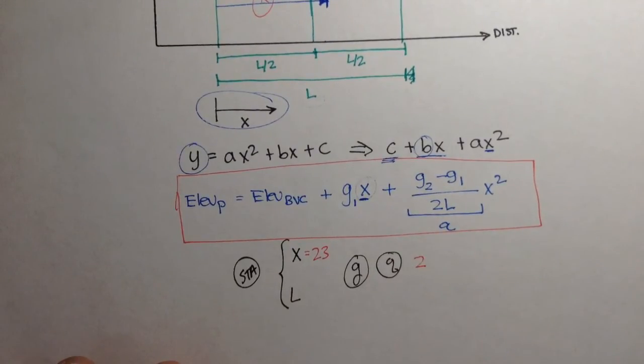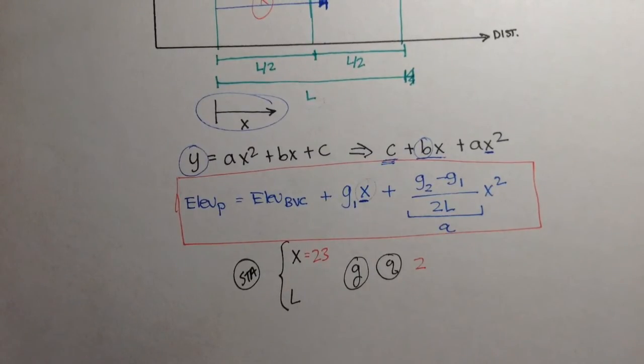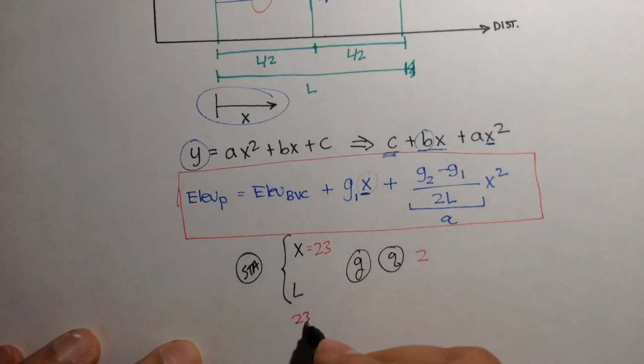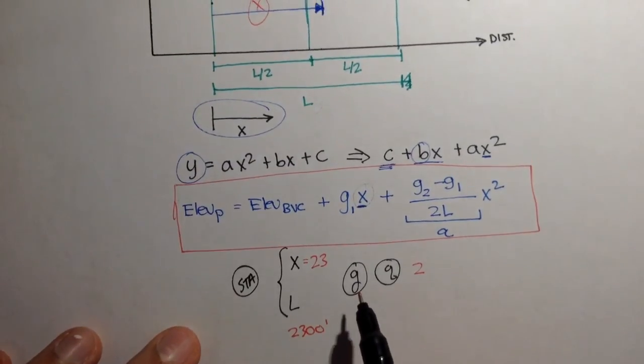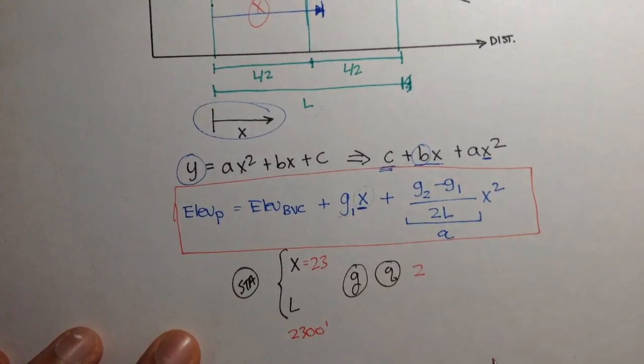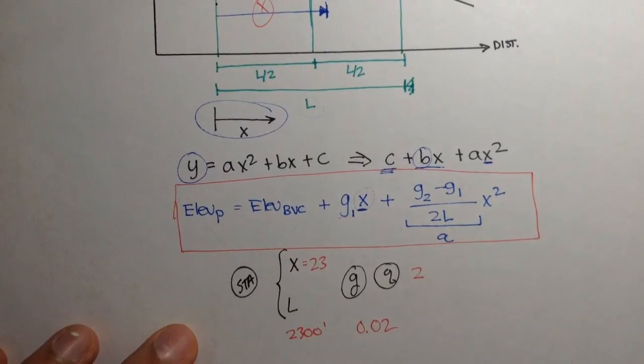So if x and L are in feet, if x is, let's say, instead of station 23, 2,300 feet from BVC, then make sure your grade is in decimal. In other words, if I said x was 2,300 feet, your grade, or your grade 1 in this case, would not be 2, it would be 0.02.